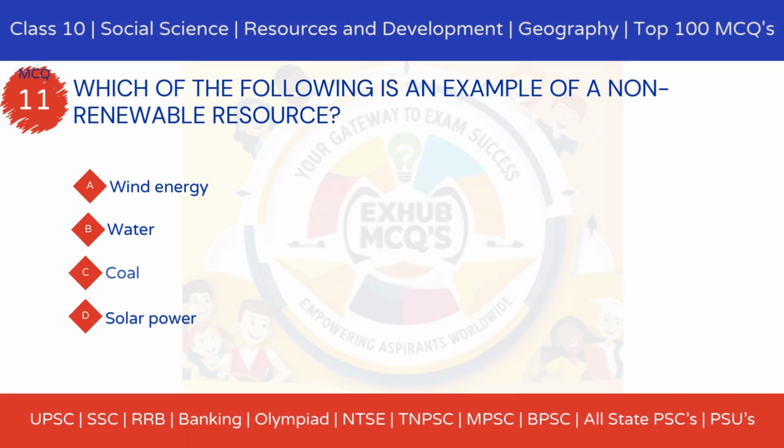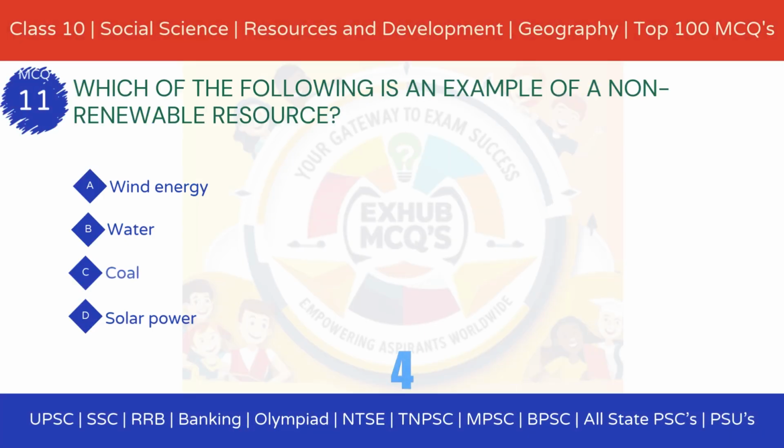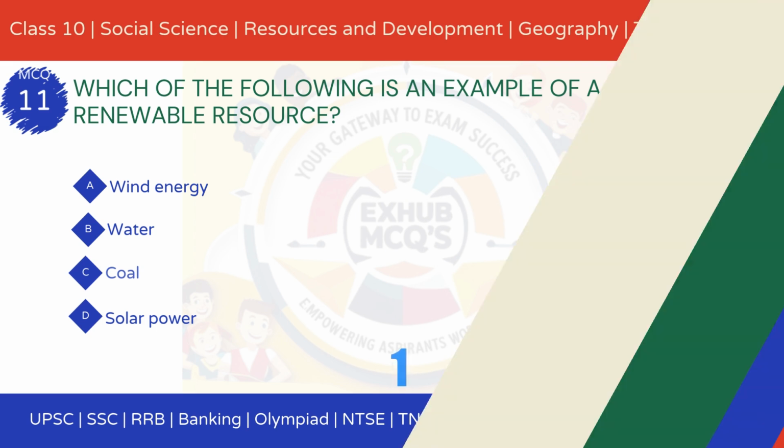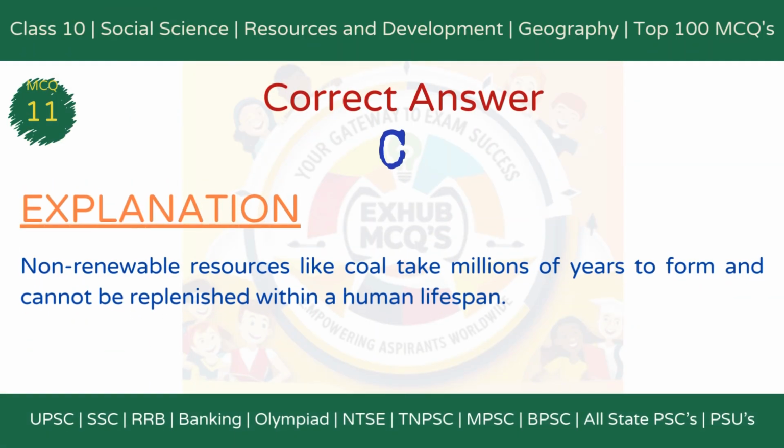MCQ 11. Which of the following is an example of a non-renewable resource? Option A, wind energy. Option B, water. Option C, coal. Option D, solar power. The correct answer is option C, coal. Explanation. Non-renewable resources like coal take millions of years to form and cannot be replenished within a human lifespan.